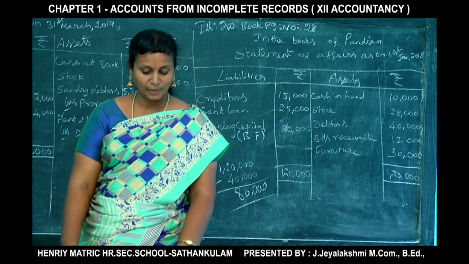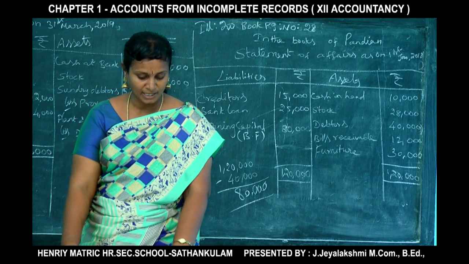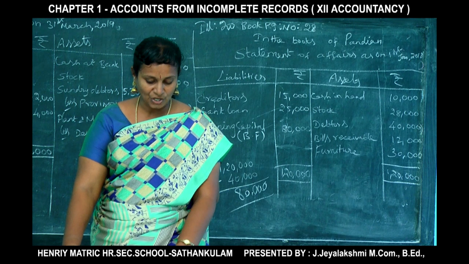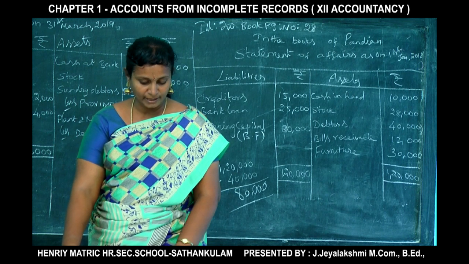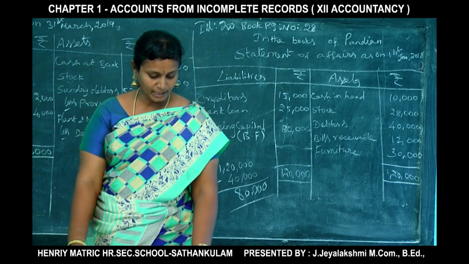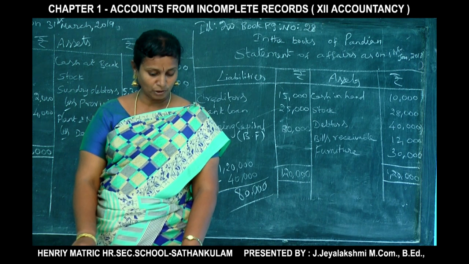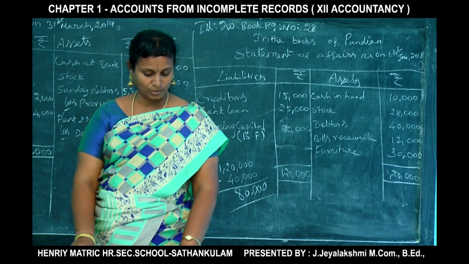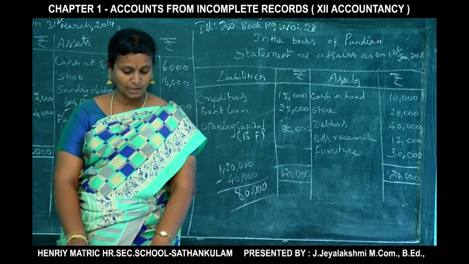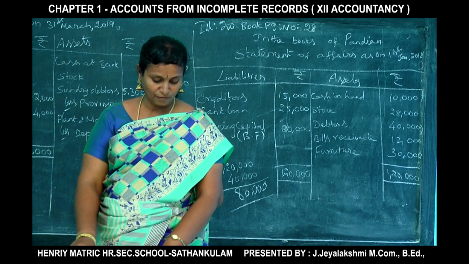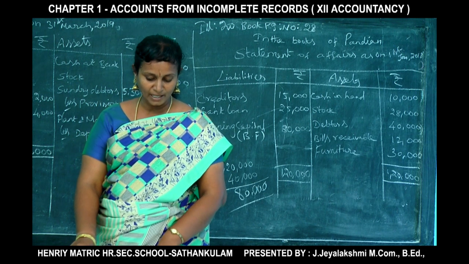See here, furniture for the beginning and the ending. Beginning is nothing but the 1st January and 31st December it is given. Furniture 30,000, cash in hand 10,000, debtors 40,000 and 60,000, stock 28,000 and 11,000, bills receivable 12,000 and 30,100, bank loan 25,000, creditors 15,000 and 16,000. Now see, some of the information is given. Cash sales 11,200, cash purchases 4,250, carriage on purchases 3,000, commission receipts 600, drawings 8,000, salaries 8,900, credit sales 88,800, credit purchases 35,750, carriage on sales 700, interest on bank loan 2,500, additional capital 14,000, office rent 2,400.